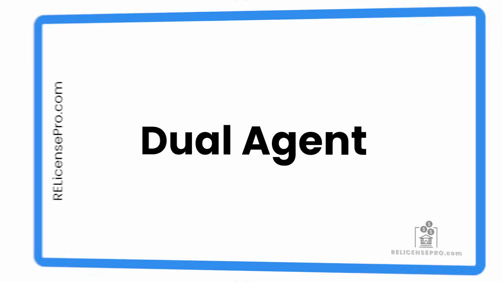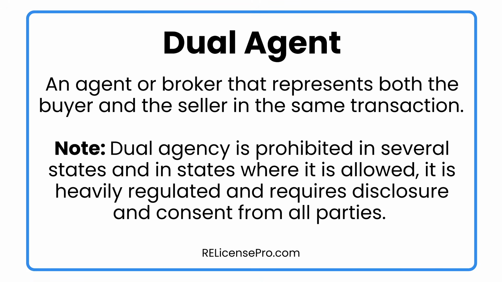Dual agent. A dual agent is an agent or broker that represents both the buyer and the seller in the same transaction. Note to student, dual agency is prohibited in several states, and in states where it is allowed, it is heavily regulated and requires disclosures and consent from all parties.